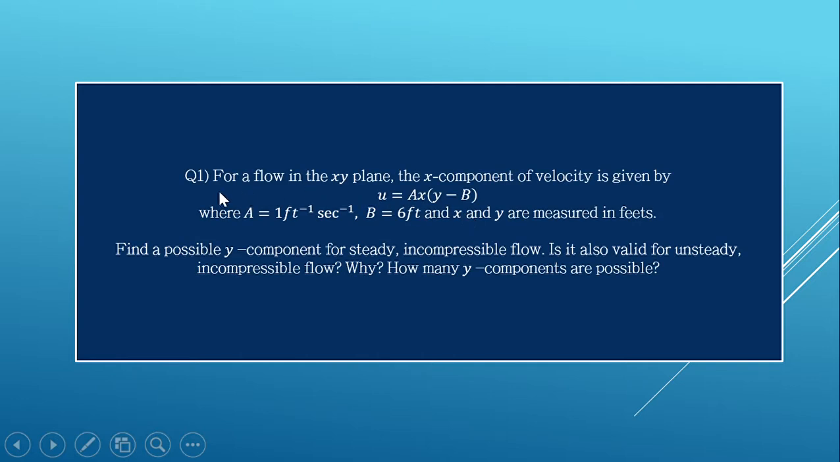Question number 1. For a flow in the xy plane, the x component of velocity is given by u is equal to a times x times y minus b, where a is equal to 1 per feet per second, b is equal to 6 feet, and x and y are measured in feet. Find the possible y component for steady incompressible flow. Is it also valid for unsteady incompressible flow? Why? How many y components are possible?